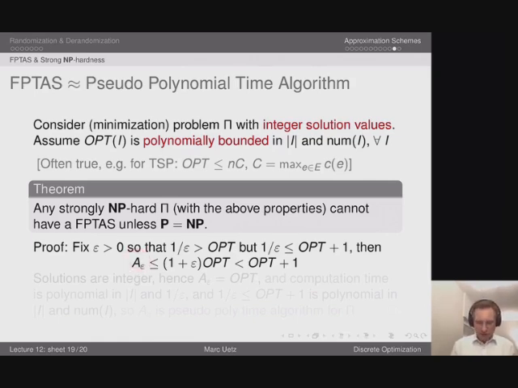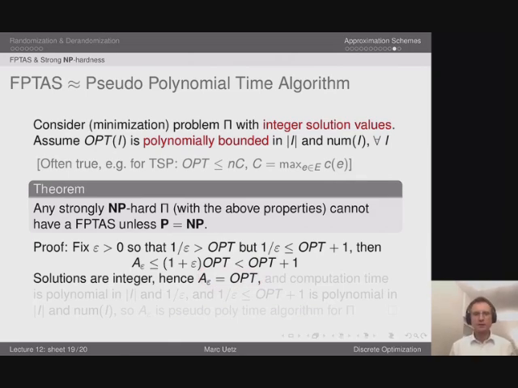So our FPTAS computes a solution at most 1 plus epsilon times the optimum solution value. Remember, now we talk about minimization problems again. And epsilon times the optimum solution value, by this assumption on epsilon here, is at most 1. It's actually strictly smaller than 1. So that means the performance of our algorithm, the value that the algorithm returns, is strictly smaller than the optimum solution value plus 1. But now, of course, it kicks in that we assumed that we only have integer solution values. So if I have something integer strictly smaller than optimum plus 1 for a minimization problem, it must be equal to the optimum solution. So our FPTAS actually computes an optimum solution for such an instance.